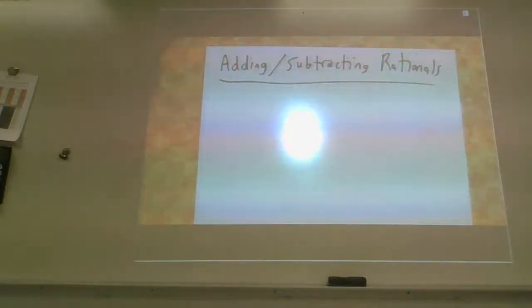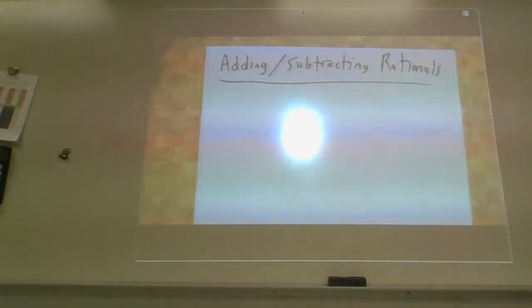What is the one major rule about adding and subtracting fractions? When are you allowed to add and subtract fractions? When they have the... I was going to say we have a common denominator. Yes. If fractions have a common denominator, then you are allowed to add them together.